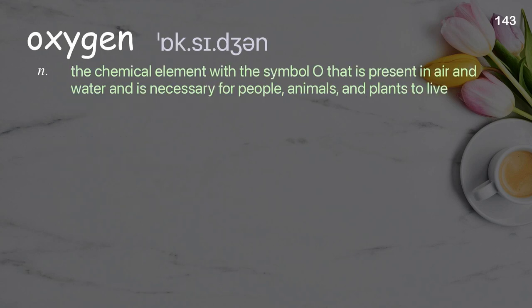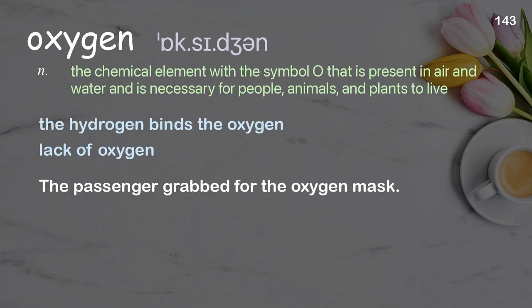Oxygen: the chemical element with the symbol O that is present in air and water and is necessary for people, animals, and plants to live. Examples: the hydrogen binds the oxygen, lack of oxygen. The passenger grabbed for the oxygen mask.